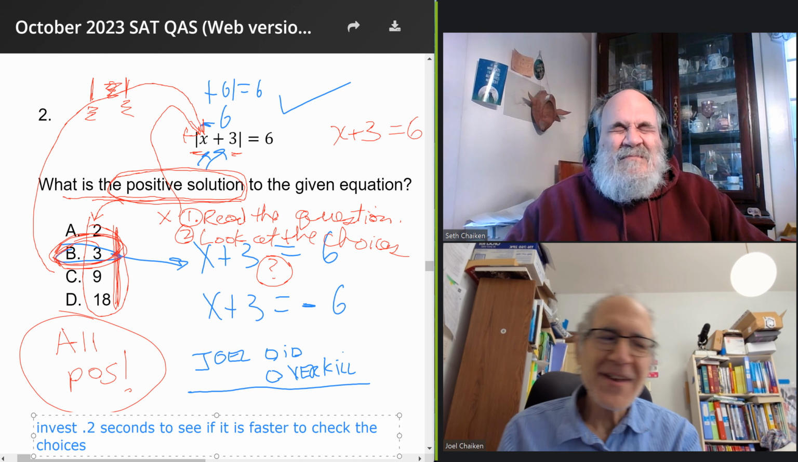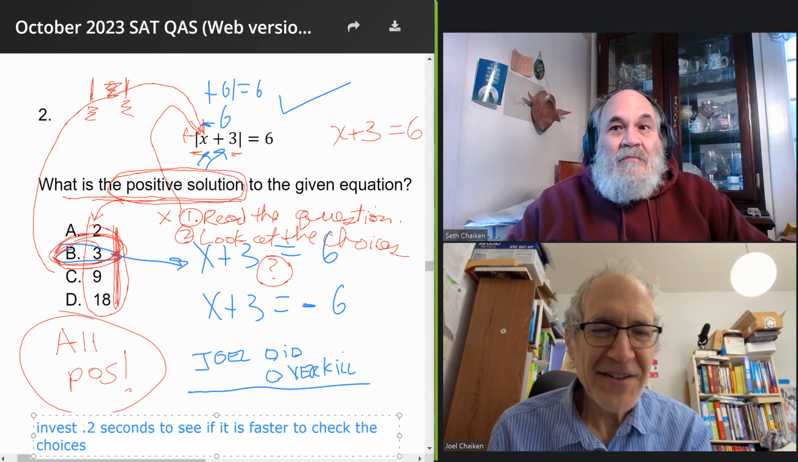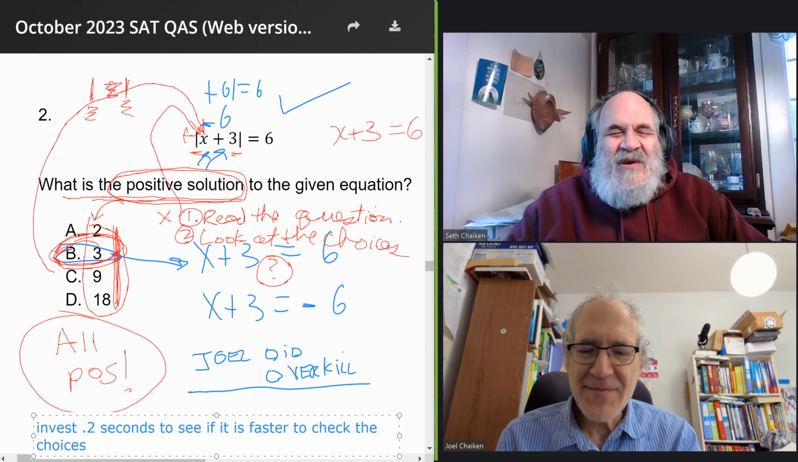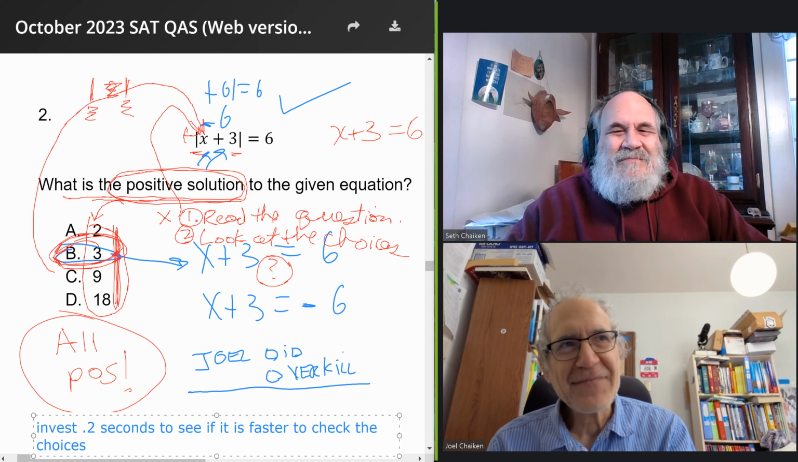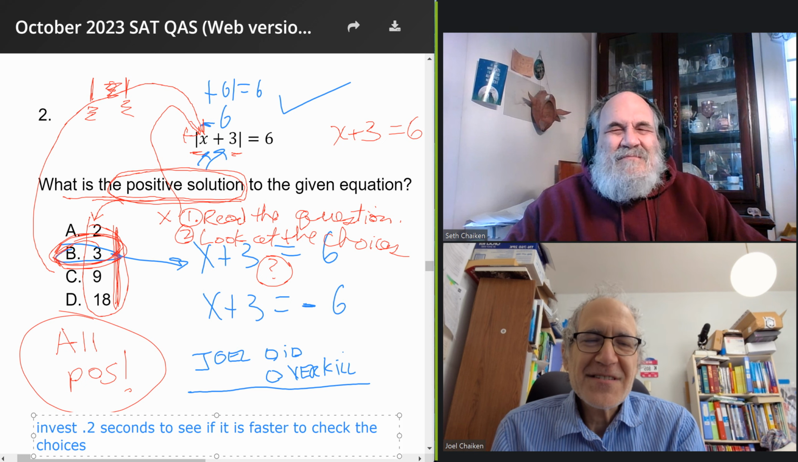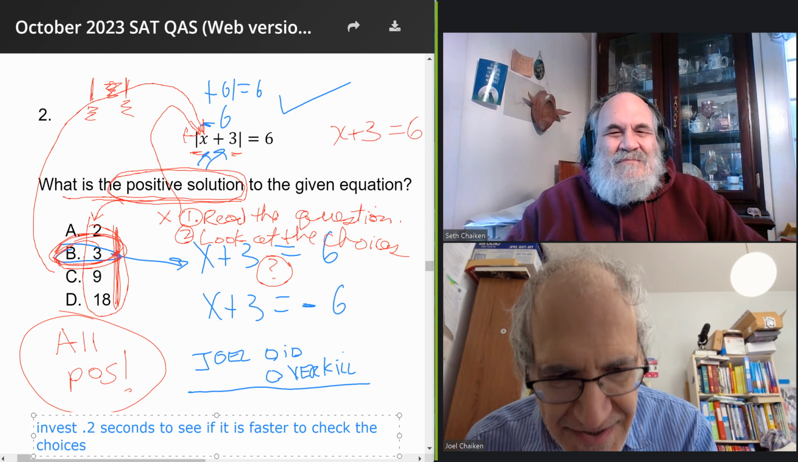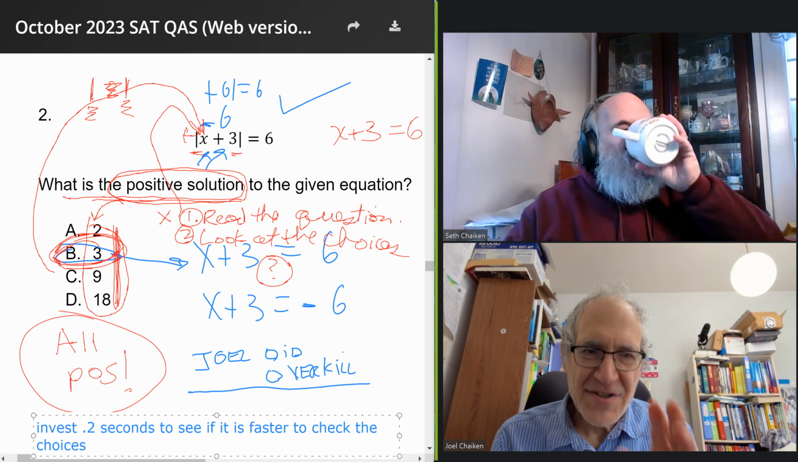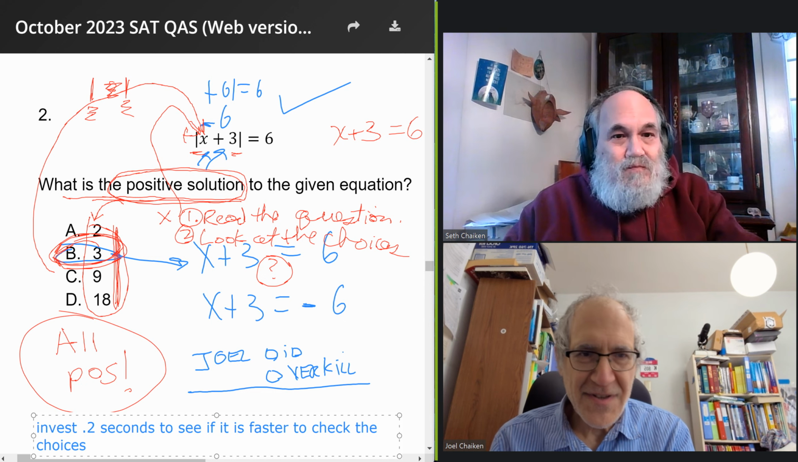Fine. But let's just talk in regular English. The main idea is solving equations. You have to know what an absolute value function is, and you also have to understand what an equation is. Those are the two key main ideas to this problem.